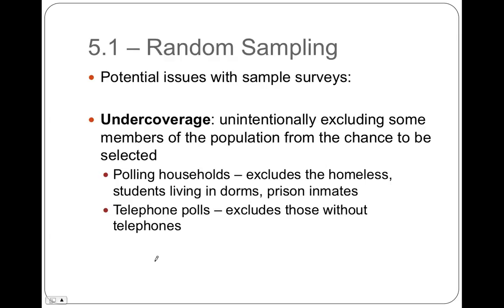The first is undercoverage. Undercoverage is when some members of the population are unintentionally excluded from the chance of even being selected. I don't stand a chance of being selected, okay? If I am polling households, that means I am excluding people who are homeless, or usually students who are living in dorms, or prison inmates. These people don't have the chance to be chosen as part of the sample, even though they are part of the population. If I'm doing a poll via telephone, somebody without a telephone is subject to undercoverage.